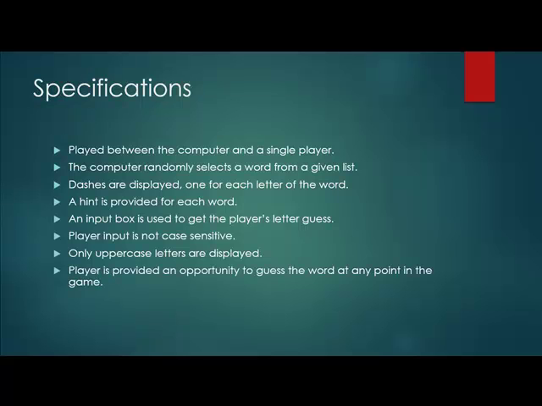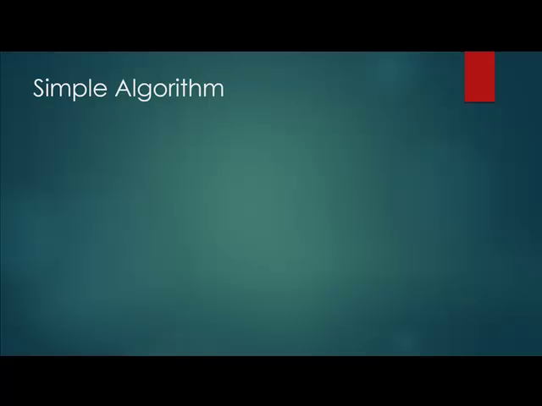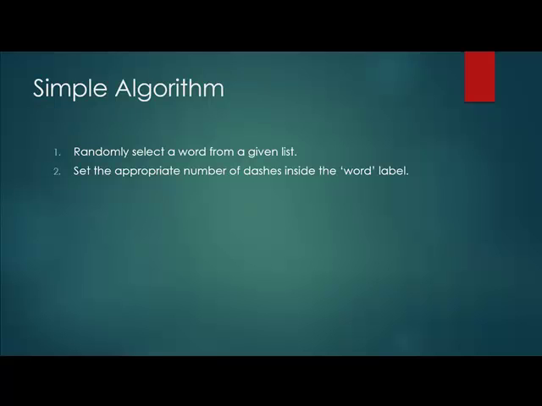The player is provided an opportunity to guess the word at any point during the game, and finally, at the end of the game, a message box shows the player the total number of guesses. We have a very simple algorithm for this. The first thing to happen is that the computer is going to randomly select a word from a given list and then set the appropriate number of dashes inside the word label, and then get the player's first guess.